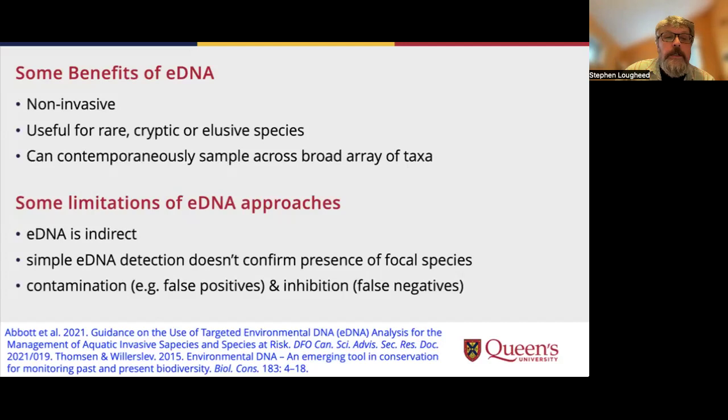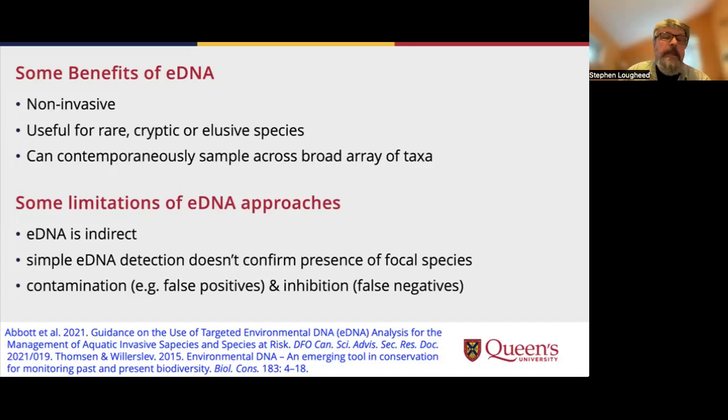There are lots of limitations of eDNA that we have to be cognizant of. It is not a panacea for all challenges in surveying biological diversity. It is indirect, so the signature of the presence of a species doesn't mean it's necessarily present right at that particular site. The DNA may have come in from somewhere else. And sort of a corollary to that, or an extension of that, is just because you detect eDNA doesn't confirm the presence of the focal species without direct confirmatory evidence.